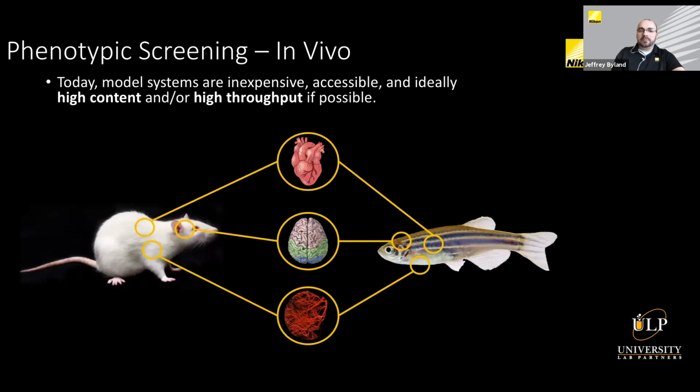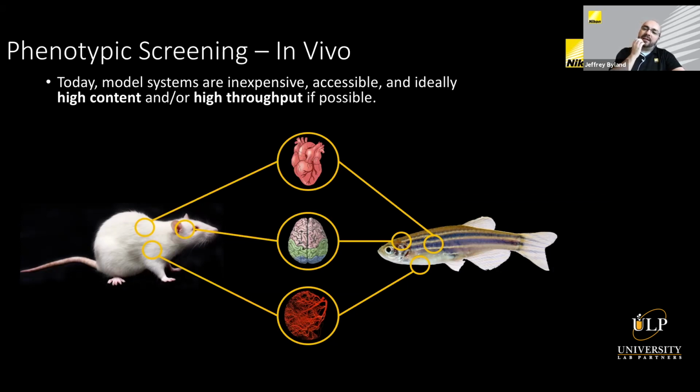In a more contemporary context, we don't use cats and dogs as much because we want something that is inexpensive, accessible, and ideally high content or high throughput. Those words I've highlighted in bold because they're very important when we're talking about screening, especially in terms of imaging.